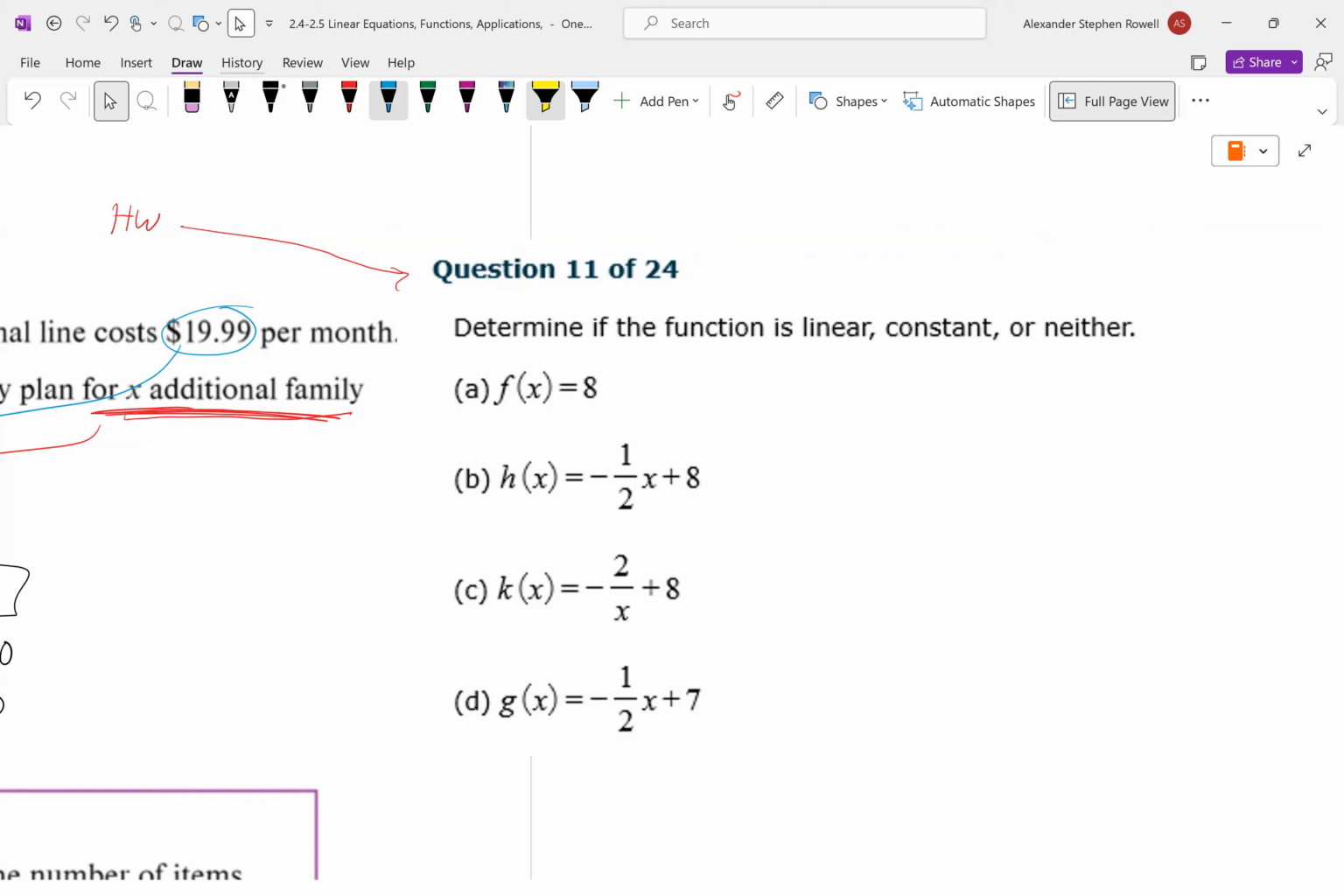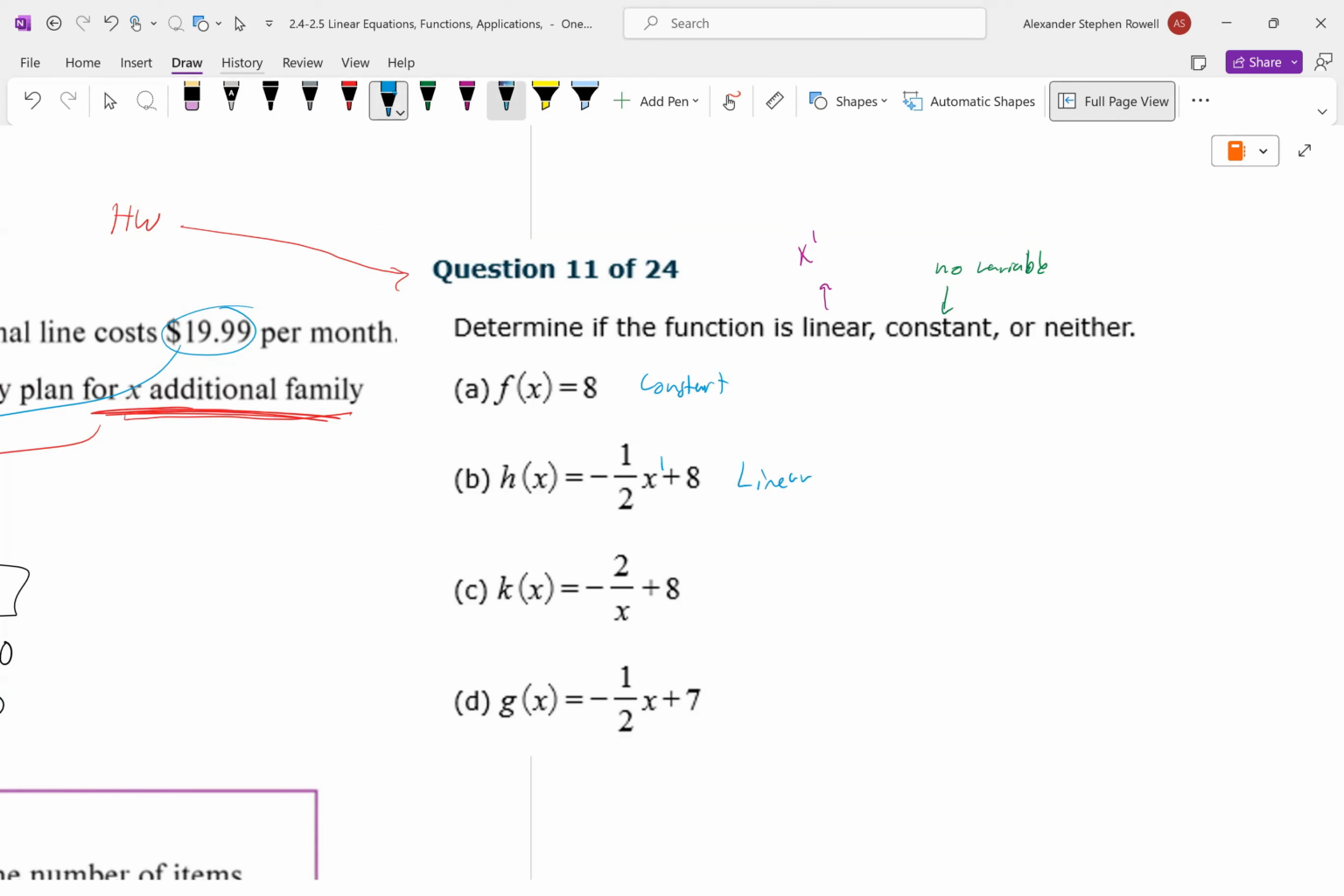So there's no variable, right? Constant, no variable. And neither would be anything else. So x has exponent 1. So A, is it linear, constant, or neither? Very good. Constant. B, linear. Yes, very good. y equals mx plus b is linear.